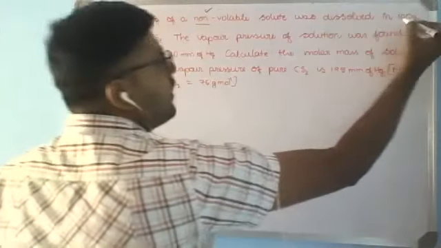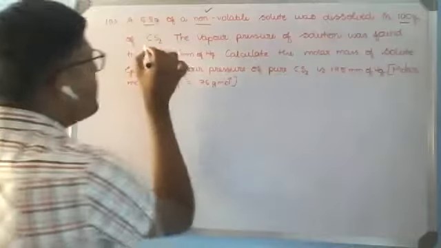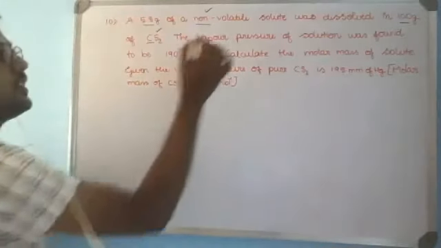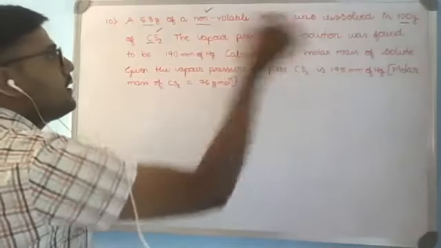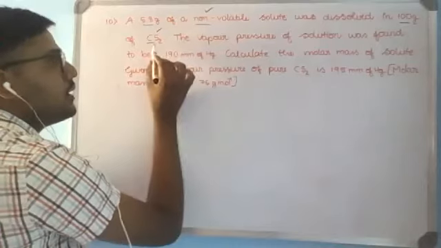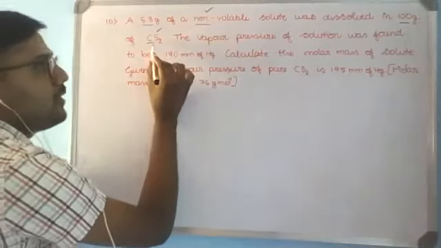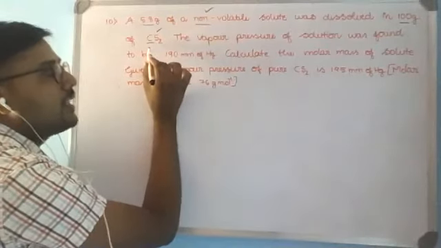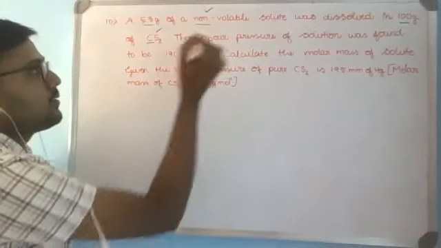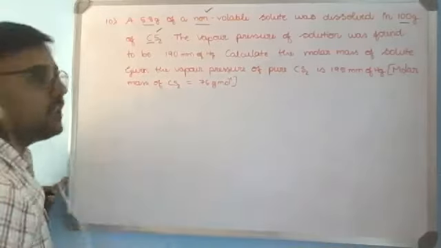So it was dissolved in 100 grams of CS2. That shows there are two components: one is the non-volatile solute and the other one is CS2. So this will be the solute and this will be the solvent. Even if the solvent is not specified, it will be clear if you understand the nature of a solution. As one is the solute, the other component will be the solvent.